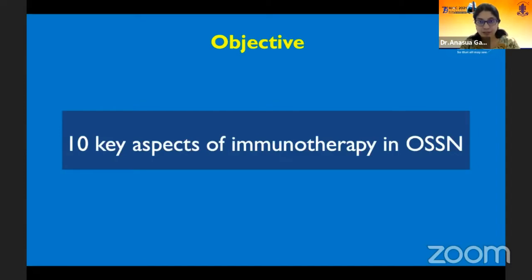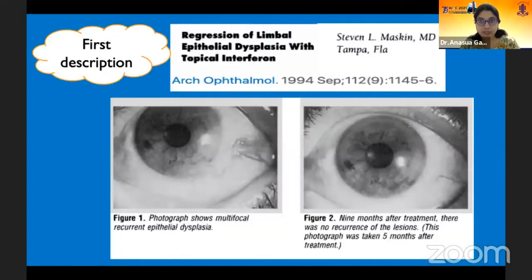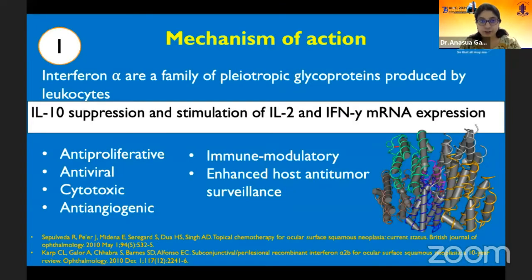of immunotherapy in OSSN. The first description of use of interferon in OSSN was in the year 1994 by Maskin et al. They used topical interferon successfully in a case of conjunctival intraepithelial neoplasia. So what are interferons? Interferons are a group of glycoproteins produced by leukocytes which have anti-proliferative, antiviral, cytotoxic, anti-angiogenic, and immunomodulatory effects.